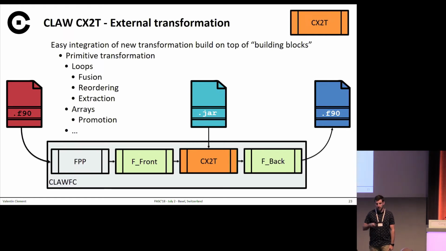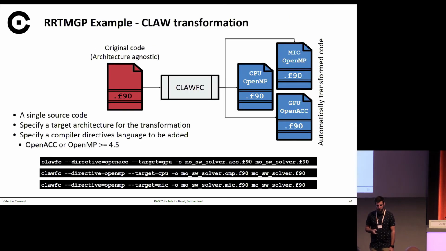So as I said, the CLAW compiler is more like a high-level transformation framework. So we have lots of transformation primitives, and you can just write a class for yourself to do another transformation and use those primitives and plug it into the toolchain and do another transformation.